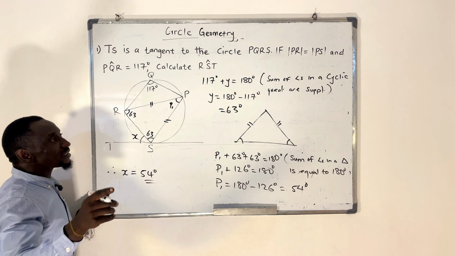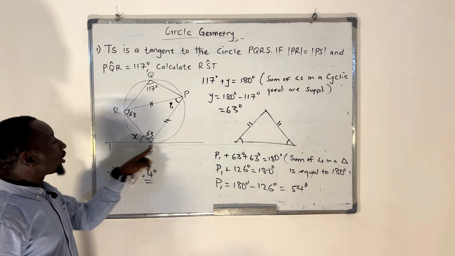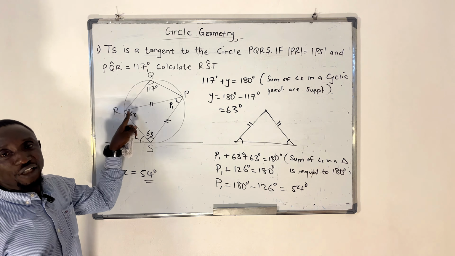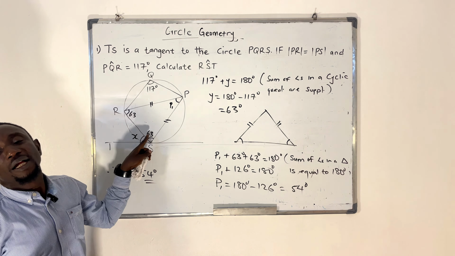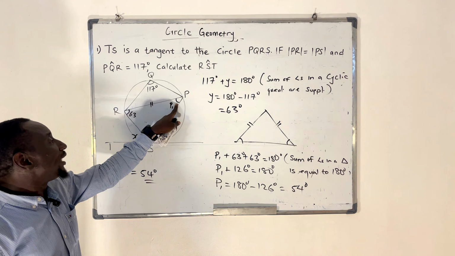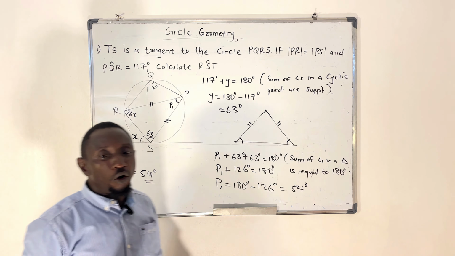Because, as I said earlier, when a straight line touches a circle at a point, and from the point of contact a line is drawn, the angle which that line forms with the tangent is equal to the angle in the alternate segment. So, therefore, X is equal to 54 degrees.